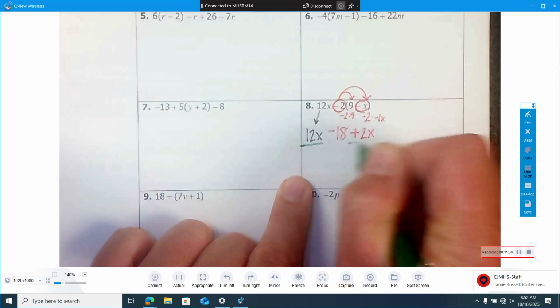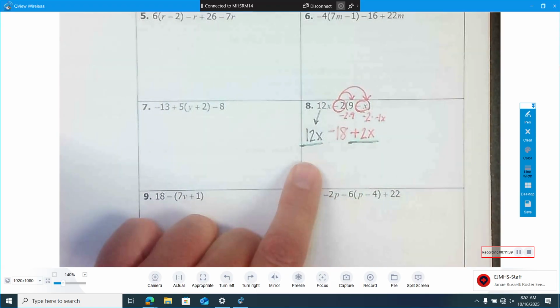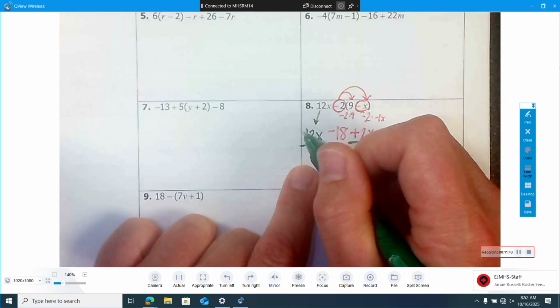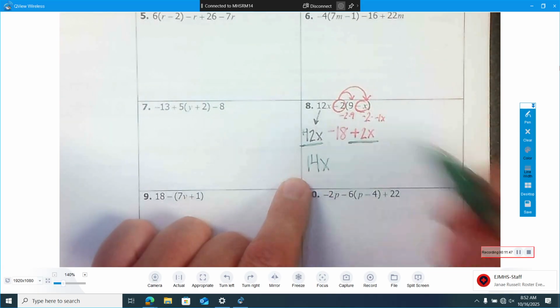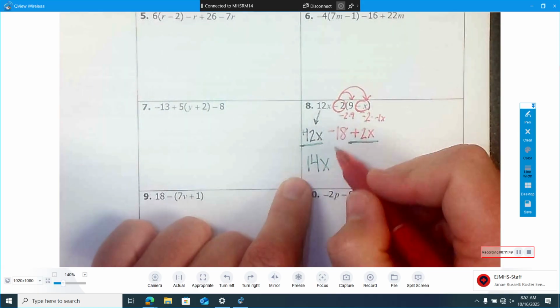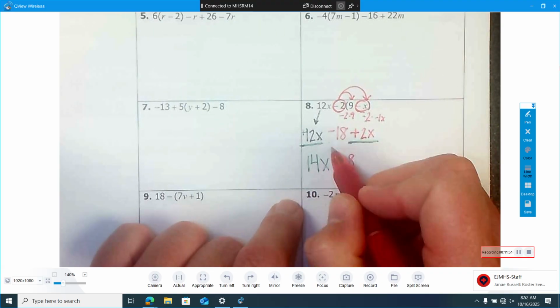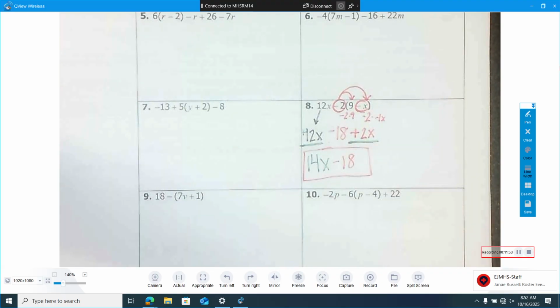Now, what are our like terms here? Good. 12x and positive 2x. Are they at war or on the same team? Same team. Both positive. So that's going to be how many x's? 14 x's. And then we have just our negative 18. Nothing to combine him with. So that just comes on down for the ride, okay?